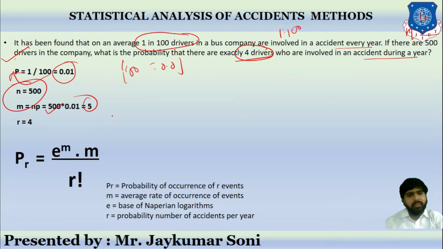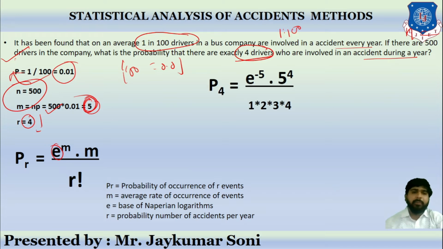We'll put the equation e raised to minus m into m raised to r, divided by r factorial. I have put the values: e raised to minus 5, 5 raised to 4, divided by 1, 2, 3, and 4. So this is how it works. Have you got the concept?